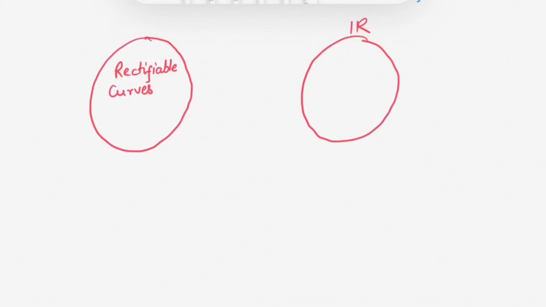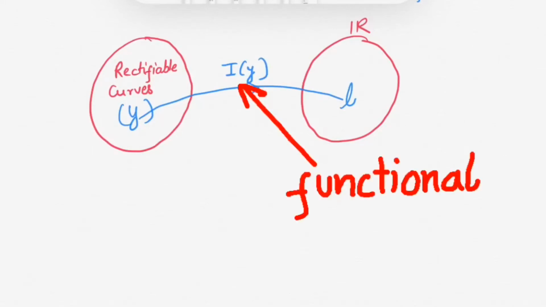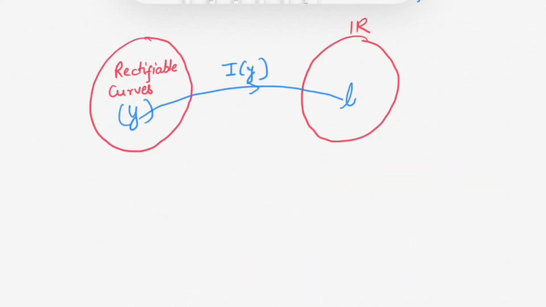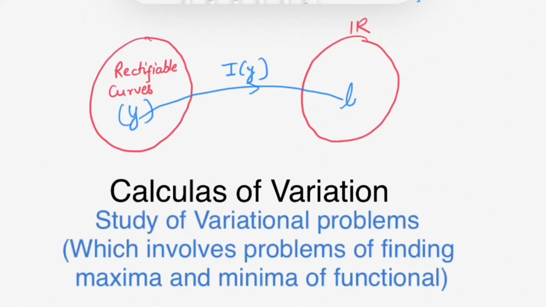Let me represent it with y, and in the codomain we have the length of the curve, L. So this curve y maps to its length L. Then this mapping I of y is known as a functional. So a functional is basically a function of functions. Now we can define what calculus of variation is. Calculus of variation is a study of variational problems which involve finding maxima and minima of functionals.